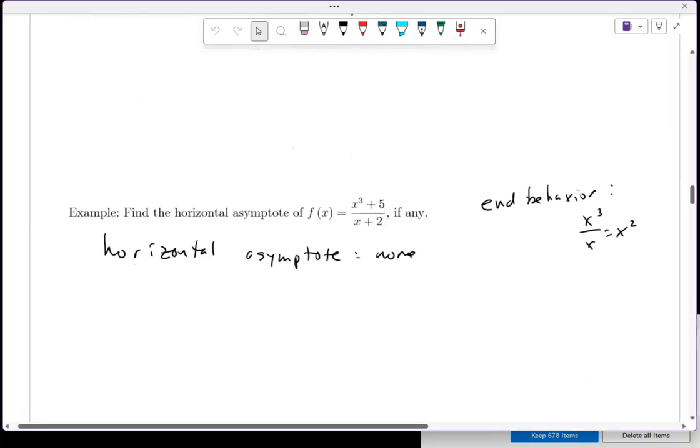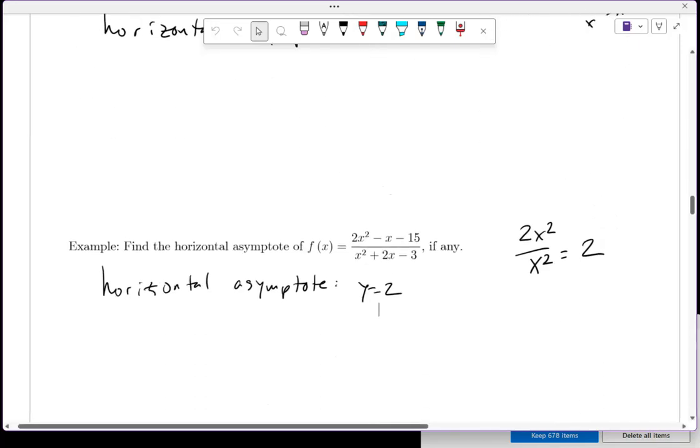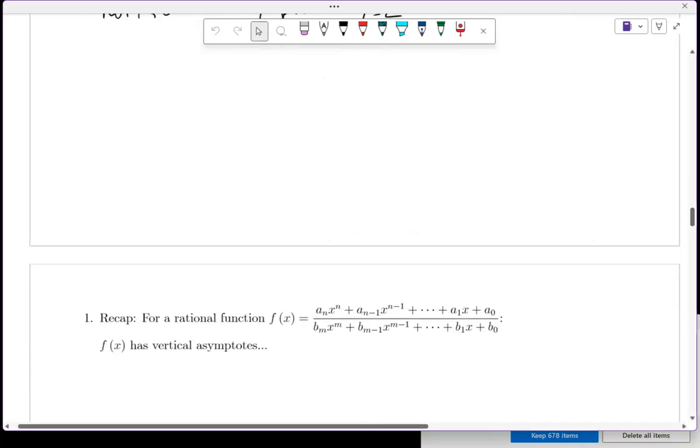When the degree of the numerator was bigger than the degree of the denominator, we got an end behavior where we still had an x in the numerator. So as x gets really, really big, the fraction gets really, really big, and we don't get a horizontal asymptote. Finally, when the degrees were the same, like this one, we noted that the end behavior just gave us a number, and that number corresponds to what the horizontal asymptote is. So let's see if we can summarize that on the next page.